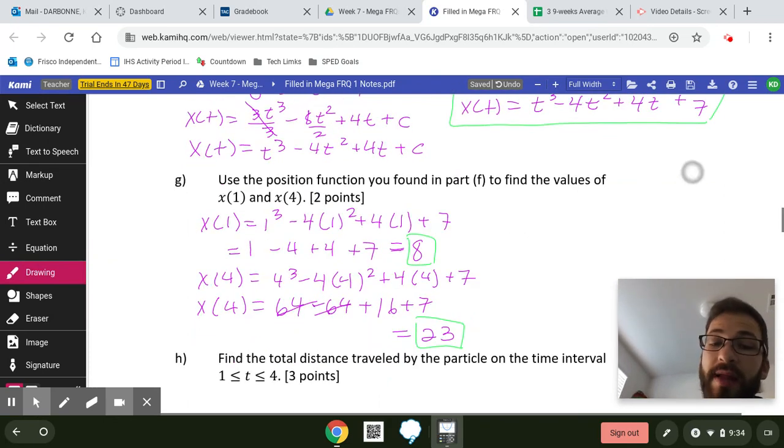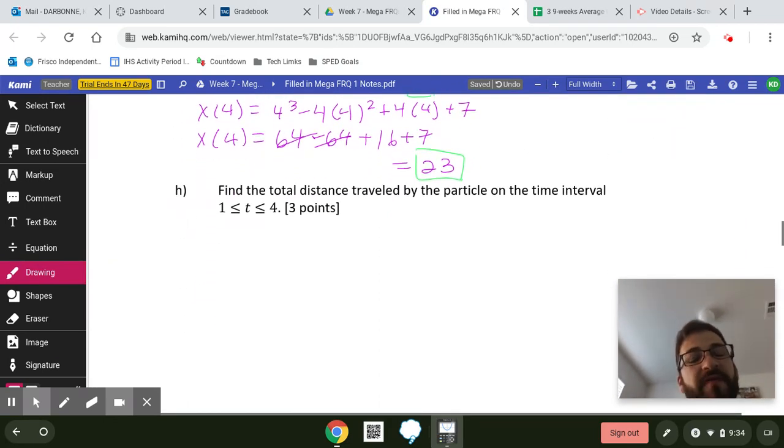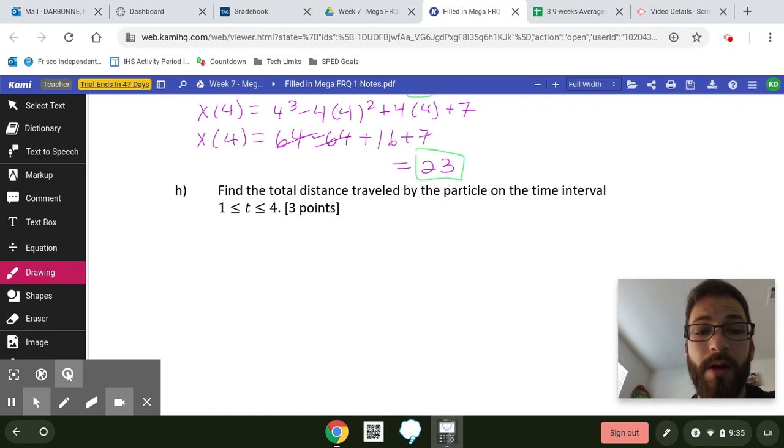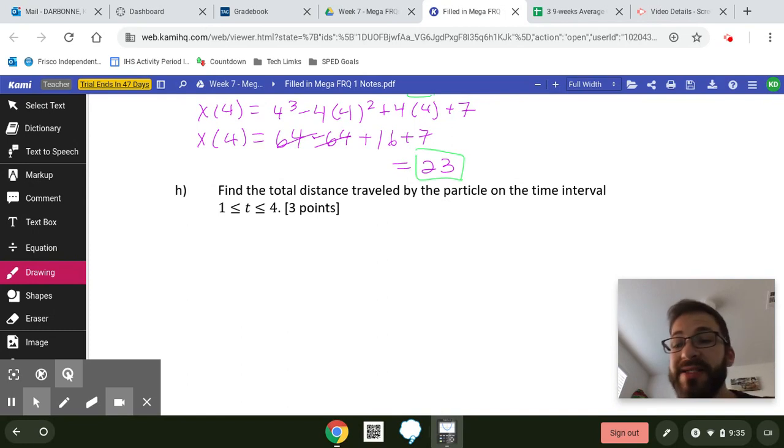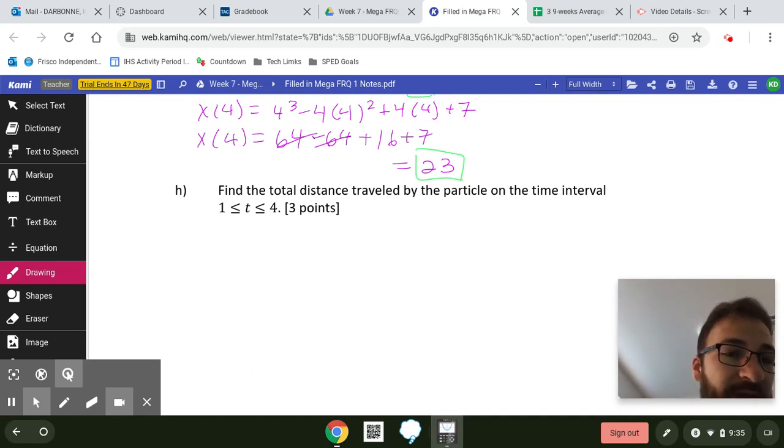All right, now last but not least, part H. We want to find the total distance traveled by the particle on the time interval 1 to 4. All right. Now, for finding total distance, we've talked about this before. What's the difference between total distance and actual position? Well, total distance, kind of like speed, it doesn't care about positive or negative. It just cares about distance traveled. So if I don't care about positive or negative, then I just want to make everything positive.